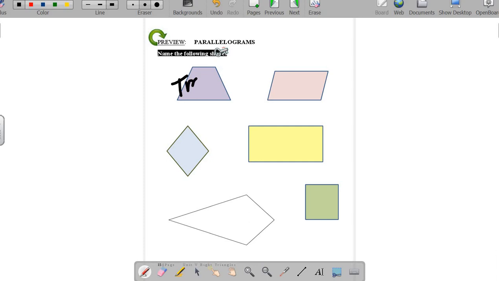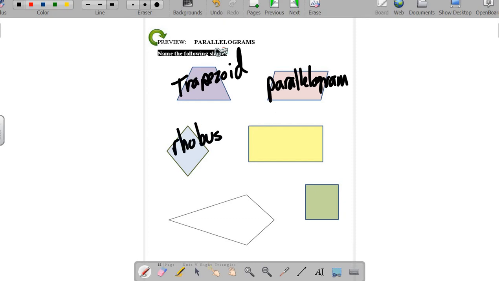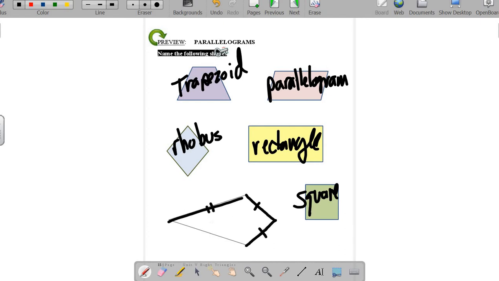This would be a trapezoid. This would be a parallelogram. This would be a rhombus. Of course, a rectangle. And a square. And believe it or not, a shape that has four sides and congruent consecutive sides, not all the way around congruent, that would be a kite. And that is a geometric shape.